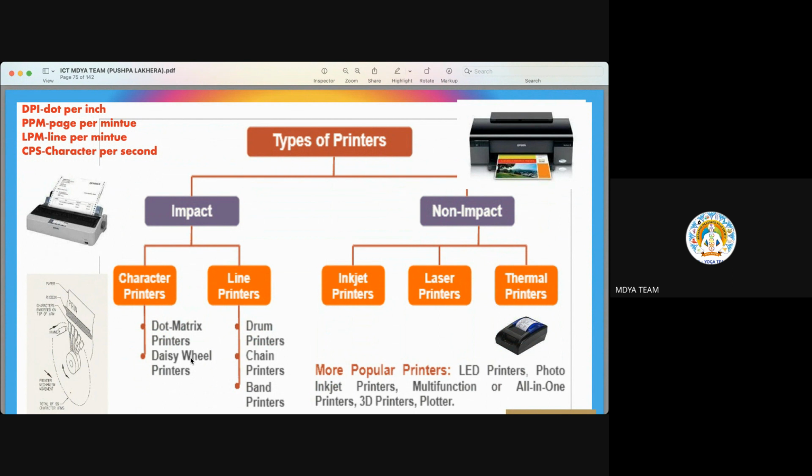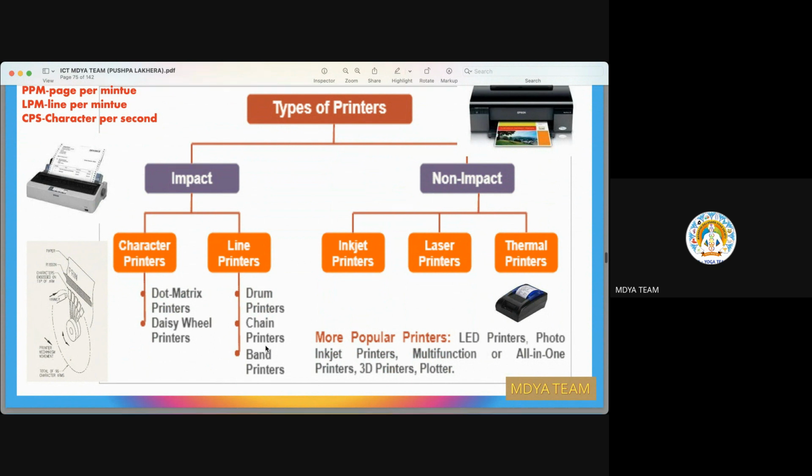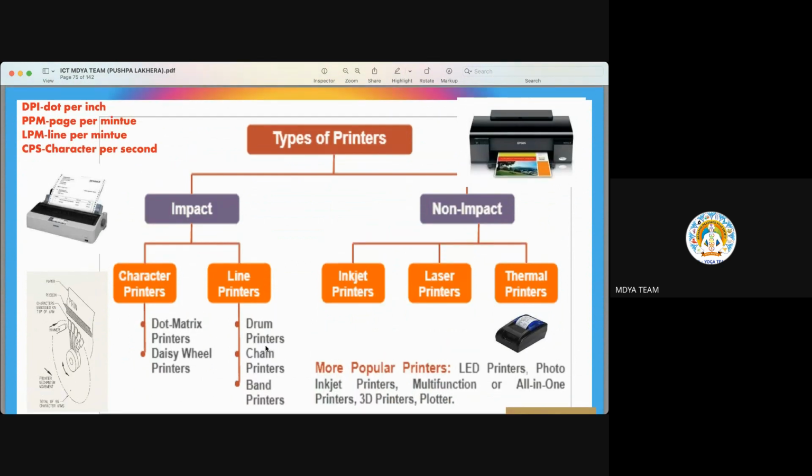You don't have to go into much detail, but just remember the name and how the measurement is done. In the case of character printers, the measurement is done in characters per second, how many characters per second it prints. And line printers are drum printers. Sometimes they ask what type of printers drum printers are, and the correct option will be line printers. Drum printers, chain printers, band printers, all are line printers. The measurement is done in lines per minute.